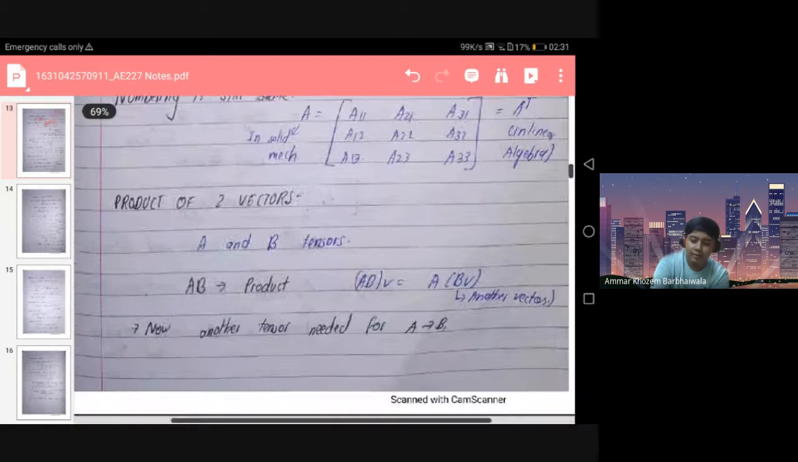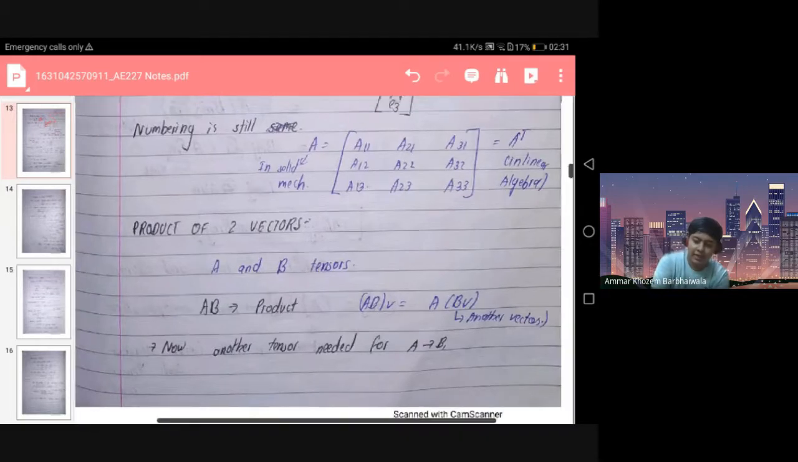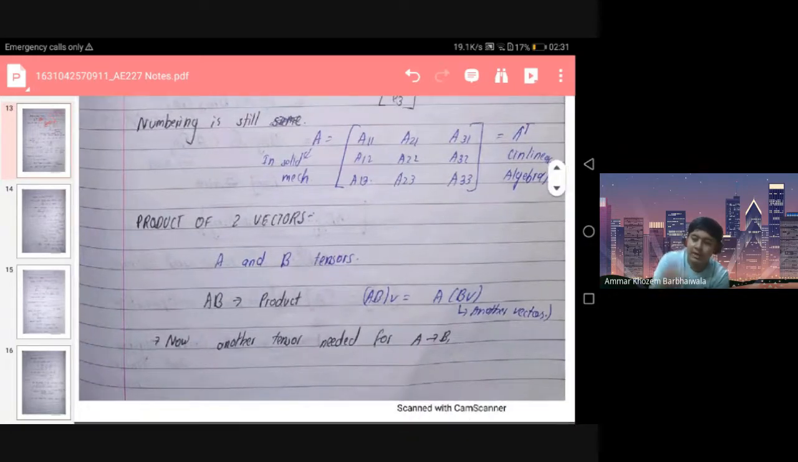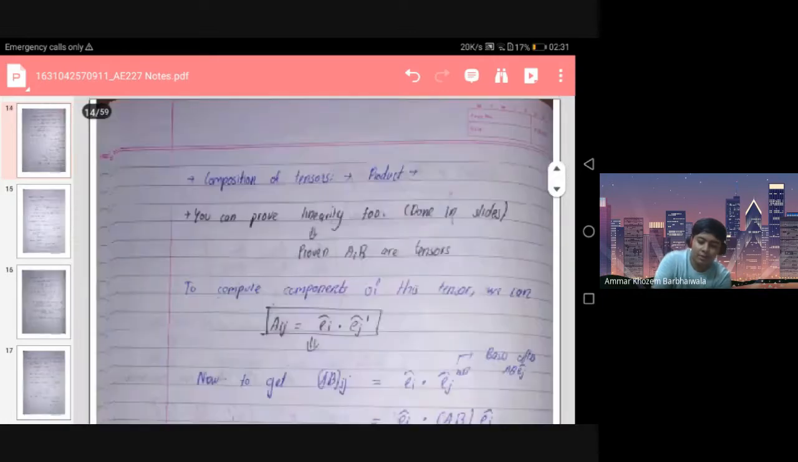We can have the product of two tensors too. If there are two tensors A and B, then their product would be AB times v. I can take a vector v, so AB times v is equal to A times the vector Bv. I can first apply the transformation B on the vector v, I would get another vector, and on that vector I would apply the transformation A. So that's how we do a product of two tensors.